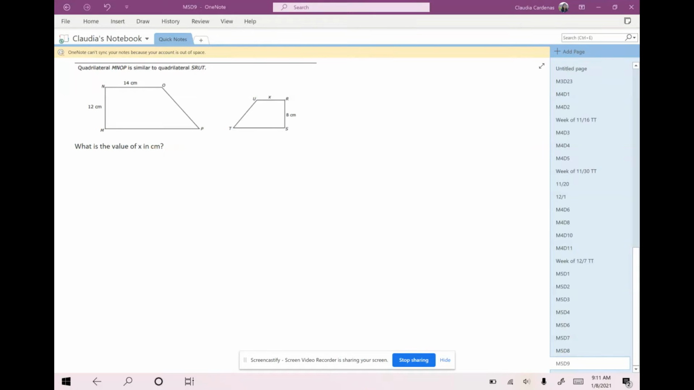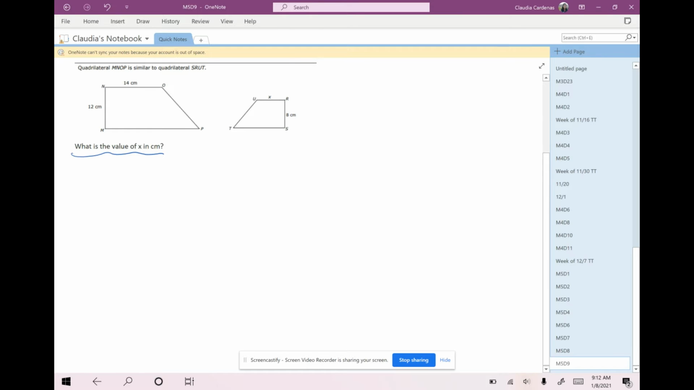Yesterday we practiced computing actual lengths from a scale drawing, and today we are looking at various shapes to then use corresponding sides to find missing sides. So let's go ahead and look at this problem below. It says quadrilateral MNOP is similar to quadrilateral SRUT. What is the value of x in centimeters?